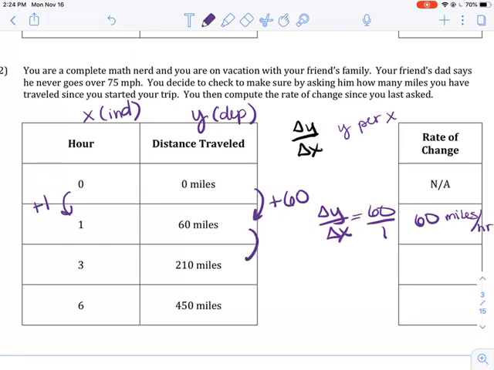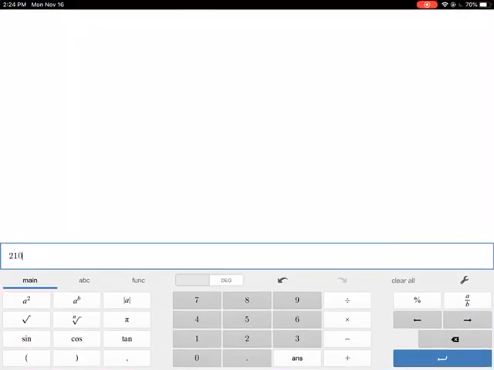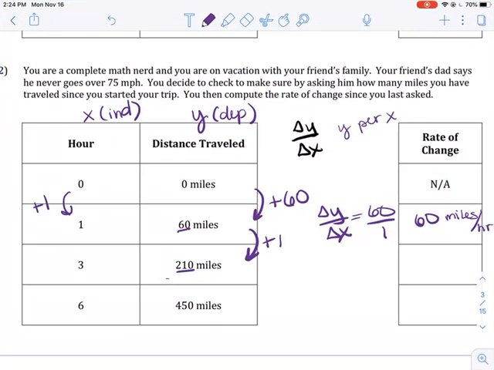So from here to here, we know we went up, but it might be hard for you to think how many miles you went up. So you can figure this out by subtracting 210 minus 60. Let's go ahead and do that over here. 210 minus 60. 150. So this went up 150 miles. And then on the other side, it went up 2 hours. Now, hopefully you know from 1 to 3 it went up 2, but you could find that out by going 3 minus 1 and figure out what that number is.